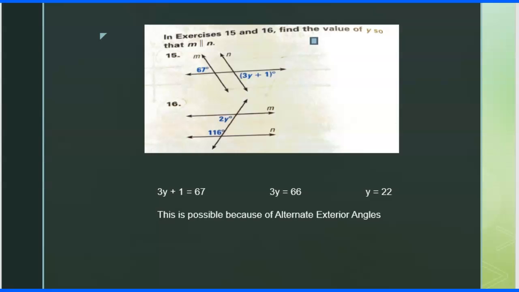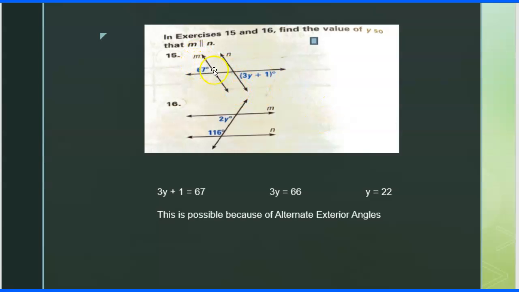In exercises 15 and 16, find the value of y so that m is parallel to n. I don't like the language here. This is actually just given information. M is parallel to n. So we know that in both cases. Okay, what we're going to do here is, and I actually think I only solved one of these. I only solved 15, so I'll have to give you the answer for 16. But in this case, these are both parallel.